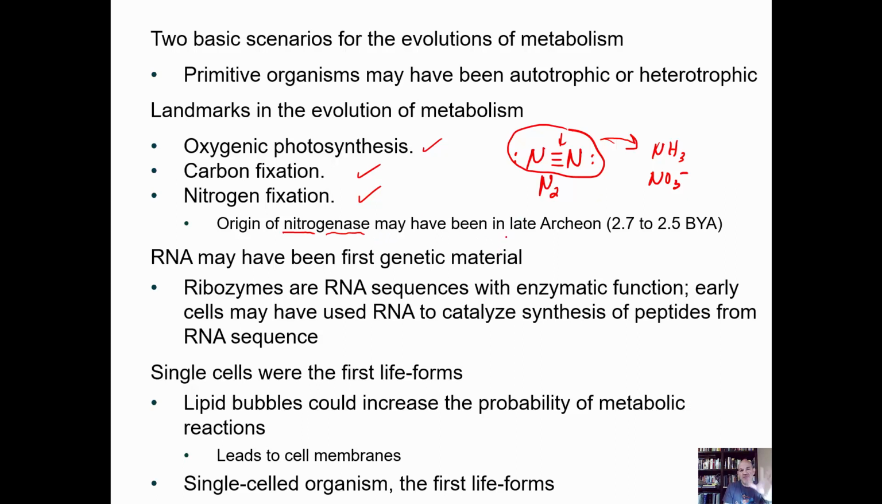Now, if we build from these metabolisms, we're going to need a way of storing genetic information. That means information that allows you to replicate things in a regular way. And the question is whether it was DNA or RNA to first do this. The simpler scenario seems to be RNA for various reasons.